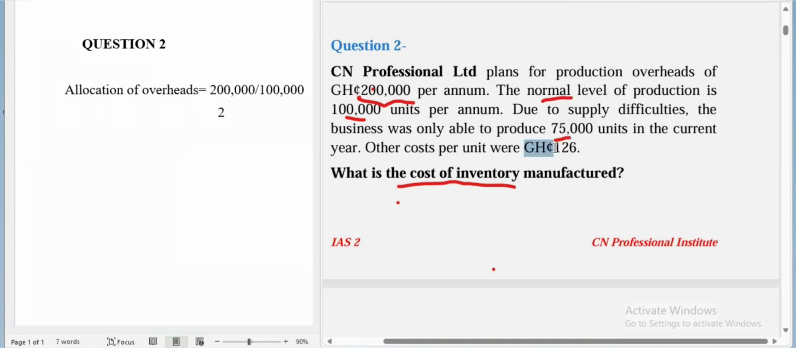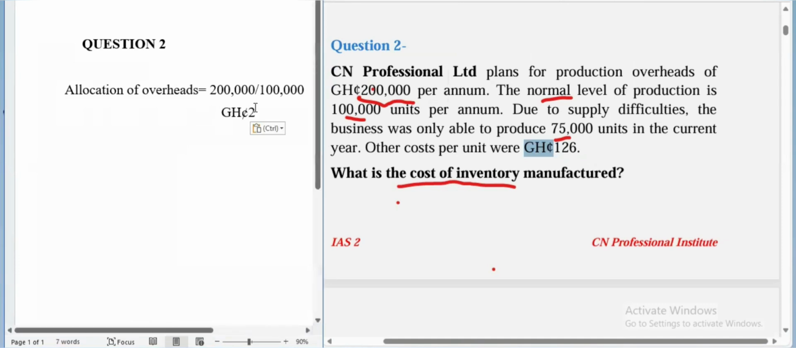We copy this and then we come and drop it here. Don't forget that the allocation is done using the entity's normal level of production. So we have 2 cedis per unit. For every unit, there will be allocation of production overhead of 2 cedis per unit. Now let's come and determine the cost of the inventory manufactured.